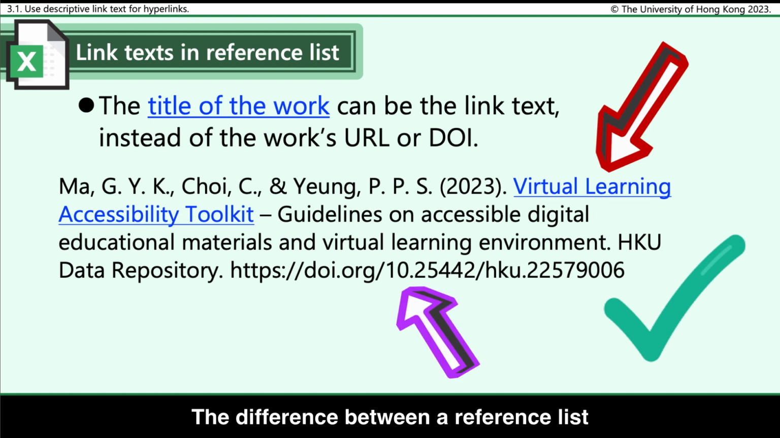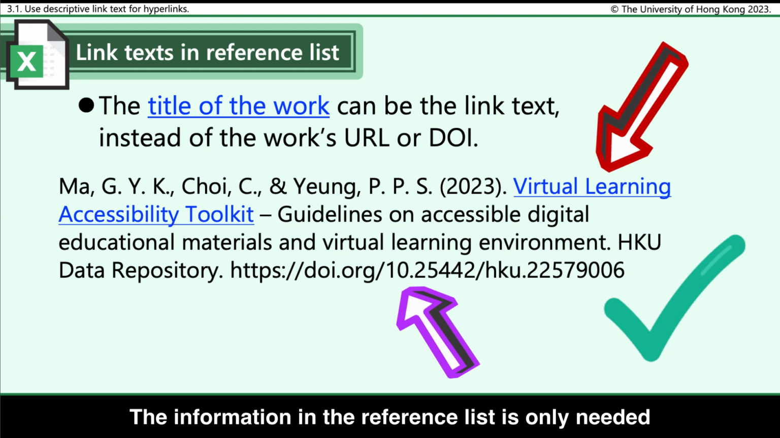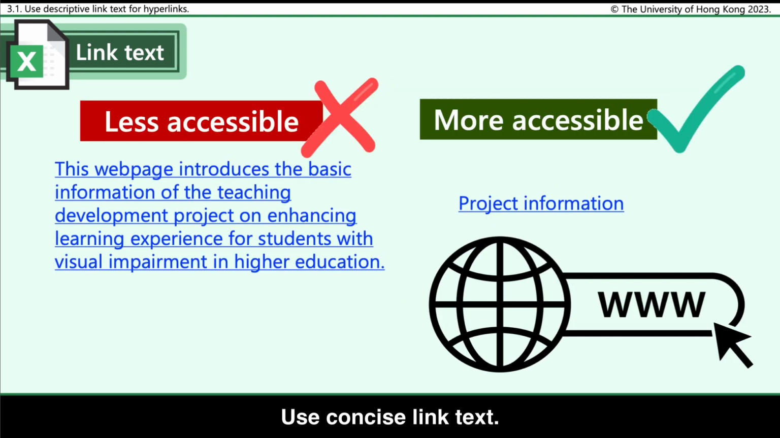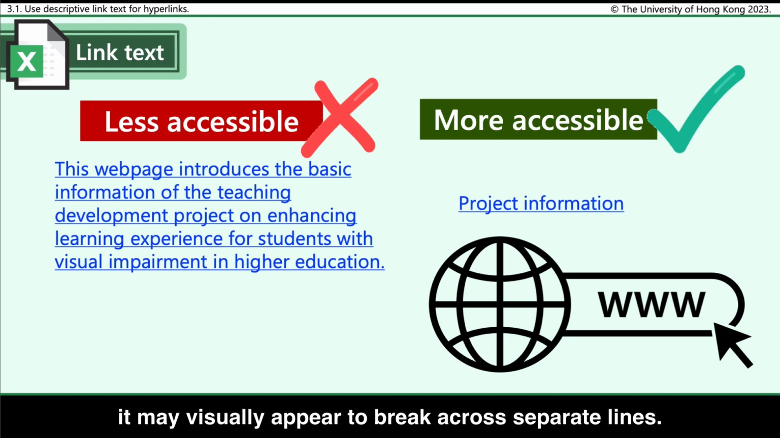The difference between a reference list and the body content is that the reference list is not meant to be read from start to finish. The information in the reference list is only needed if users want more information about some specific references cited in the body content. Not every user would follow every link in a reference list. Sometimes, the materials may be printed out as hard copy. It is helpful to preserve the actual link address. Use concise link text. If the link text is too long, it may visually appear to break across separate lines.